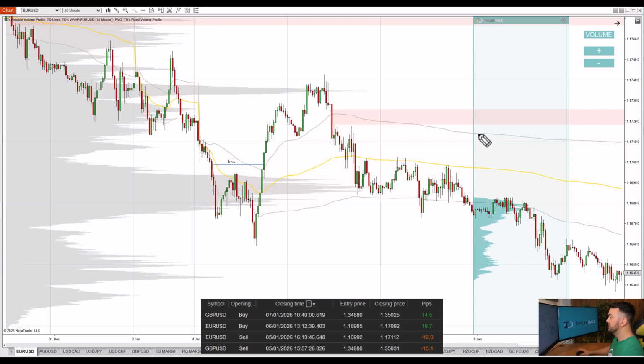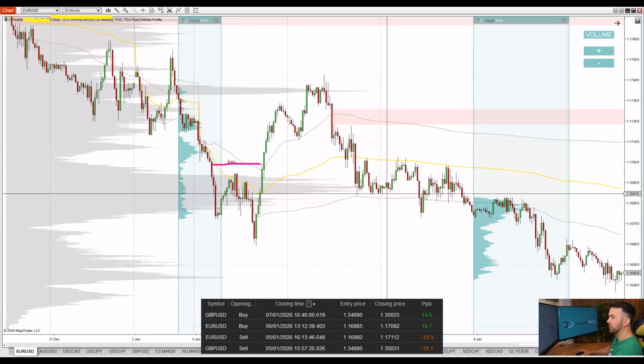So what you see here, this is the NinjaTrader 8 platform, my custom-made volume profile and VWAP indicators, and this is the euro chart, 30-minute time frame. And the level that we had last time was right here. This level was based on a volume cluster, this one, formed within this downtrend.